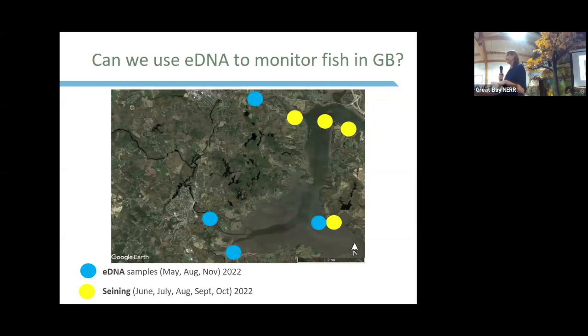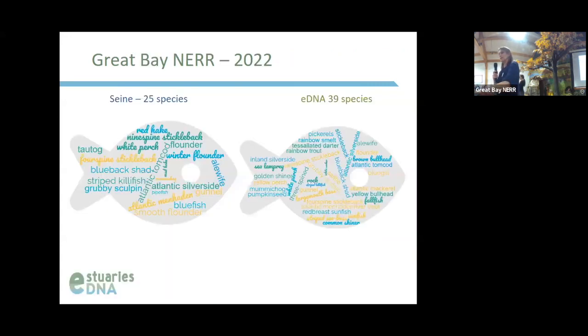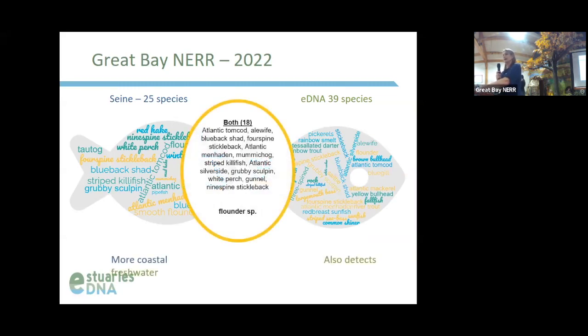The sites are not exactly the same, the dates are not exactly the same, but the scale of the effort is fairly similar. And if we look at the fish species that we detect, so the seining, just for those sites and those dates, there are about 25 species. For the eDNA, there are about 39 fish species. There's overlap of about 18 species.